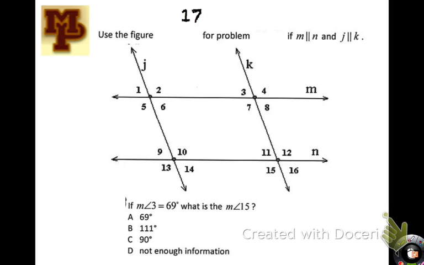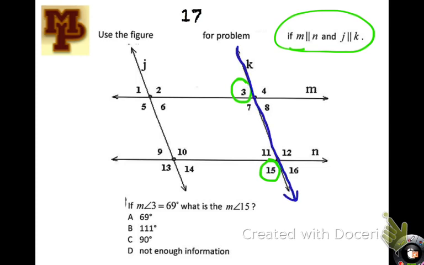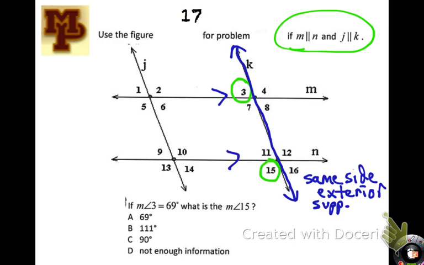Okay, so we have the special relationships created here with the angles. We have the same given as before, so M is parallel to N, and j is parallel to k. Let's look at the relationship between 3 and 15. 3 is right there, and 15 is right there. These are on the same side of the transversal. The transversal is the line that goes through like this, and these are the parallel lines. Whenever they're on the same side, they're going to be supplementary. So these are what we call same side exterior. And again, when they're same side, they're supplementary, so they add up to 180.